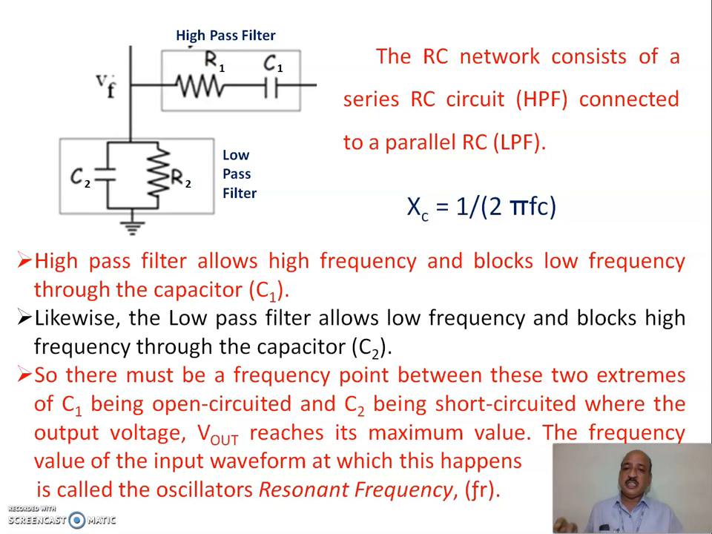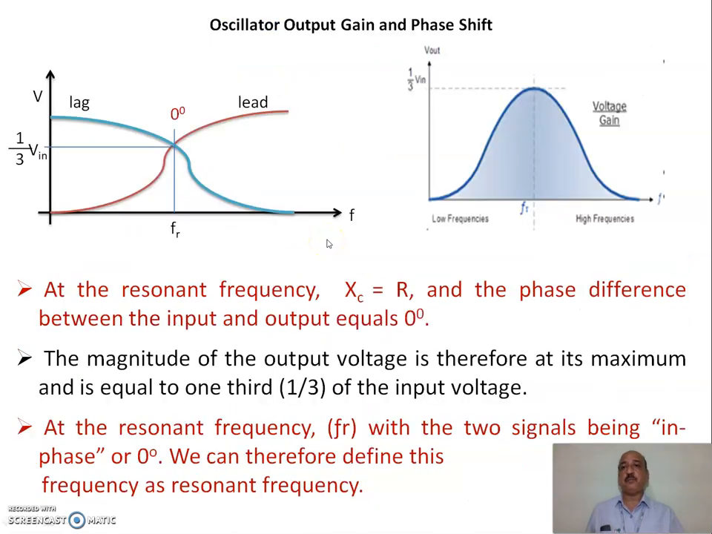So there must be a frequency point between these two extremes of C1 being open circuited and C2 being short circuited, where the output voltage Vout reaches its maximum value. The frequency of the input waveform at which this happens is called the oscillator's resonant frequency, represented by Fr.